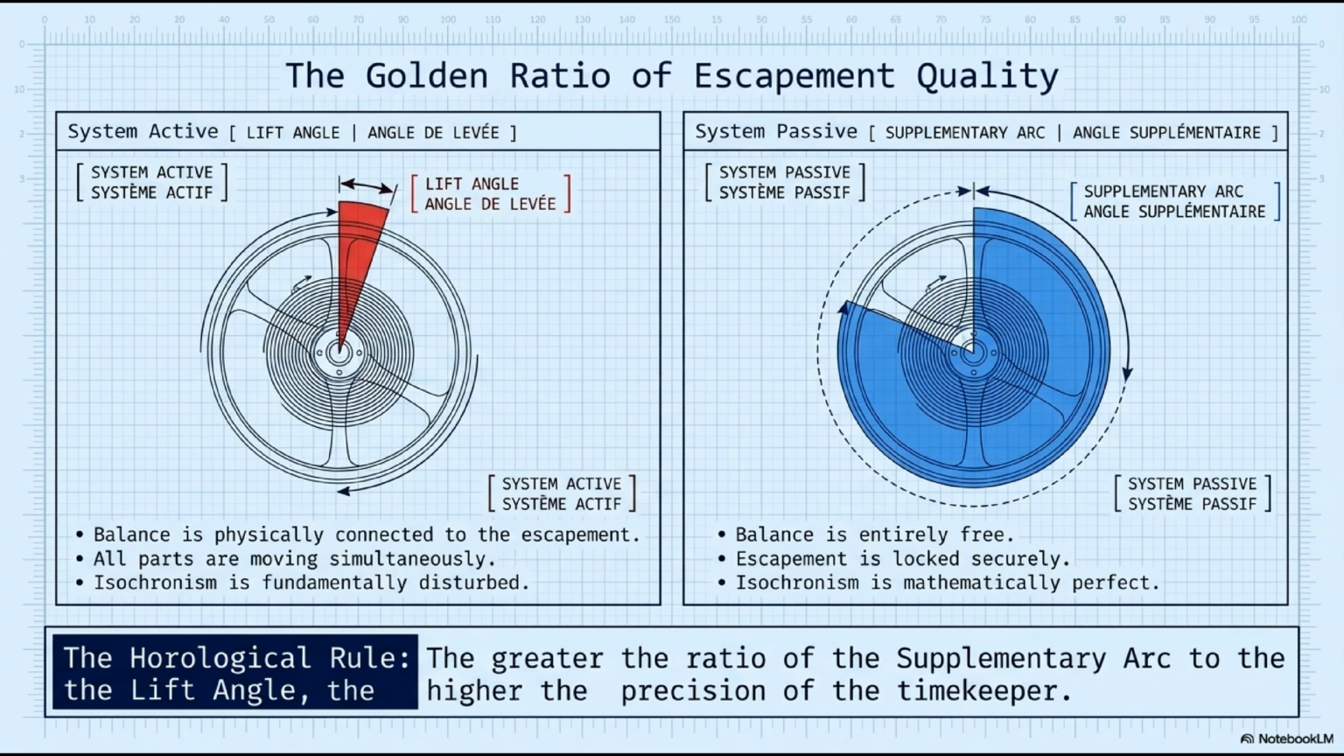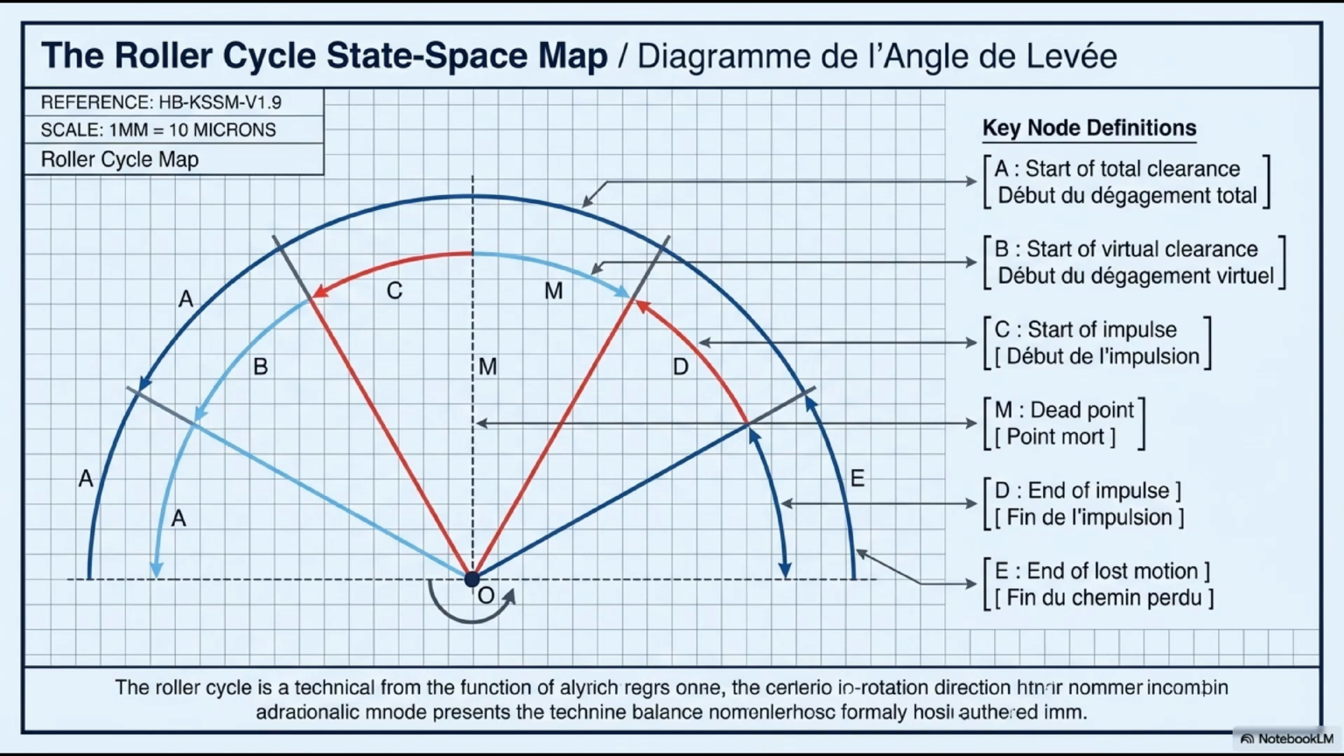This diagram is the roller cycle state space map, diagramme de l'angle de levée, and it gives a complete geometric picture of every angular position in the balance wheel cycle, mapped to the 6 key event nodes. 6 nodes define the state space, all labeled on the right side of the slide. Node A, start of total clearance, début du dégagement total. The angular position where the impulse pin first makes any contact with the fork mouth wall. The very first moment of contact. The active cycle begins here.